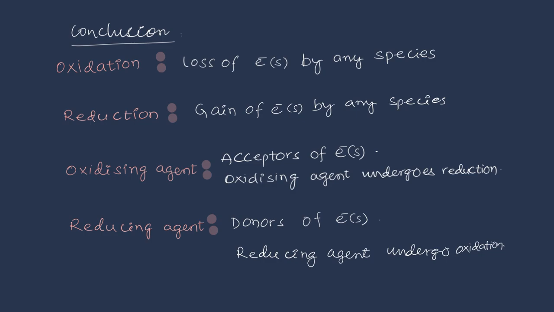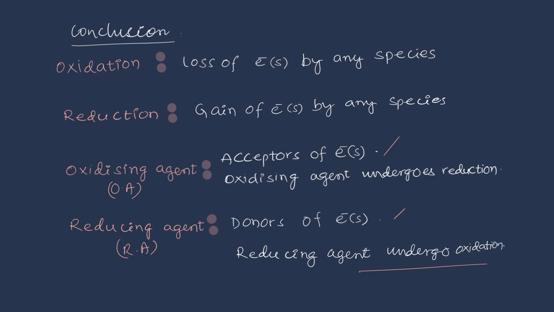Generally, oxidizing agent is represented as OA. Reducing agent is represented as RA. Reducing agent is a donor of electron. Otherwise, another definition, what is that? Reducing agent undergoes oxidation. So donor of electron means what? Loss of electron. Loss of electron is oxidation. Therefore, the reducing agent undergoes oxidation.